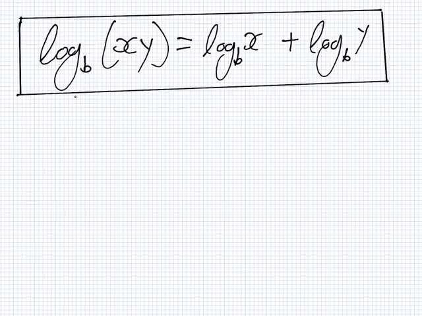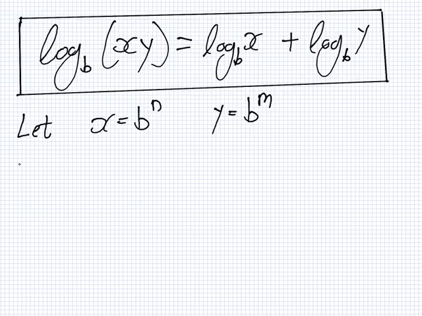So again, just like last time, I'd like to do the proofs of these as well. You don't need the proofs for the exam, but it's good to see where they come from. The way we prove this is we start off by saying let x equal b^n and y equal b^m. And you can always do this.